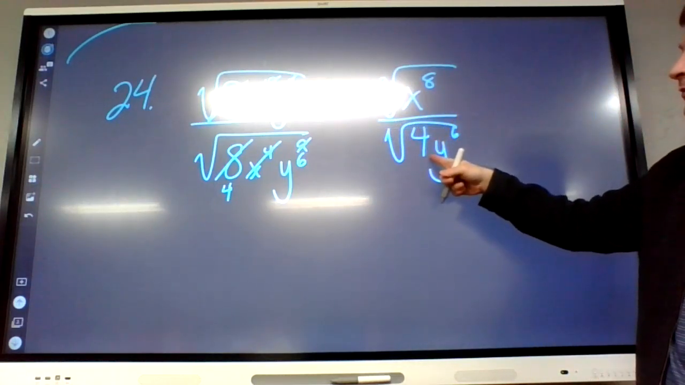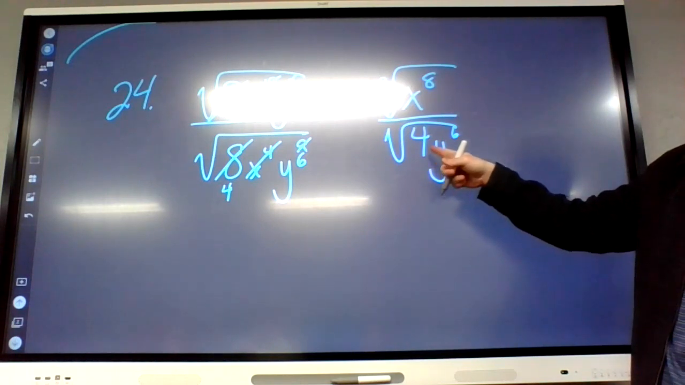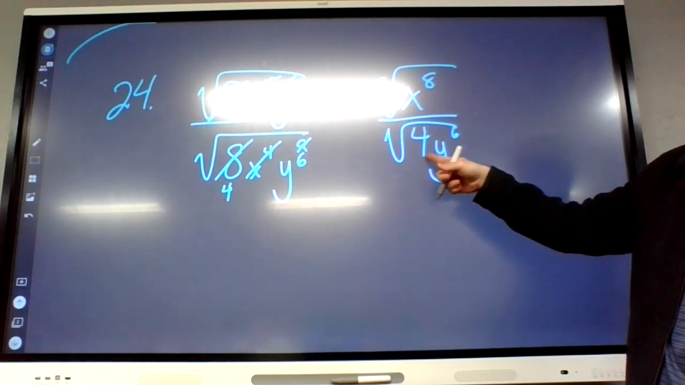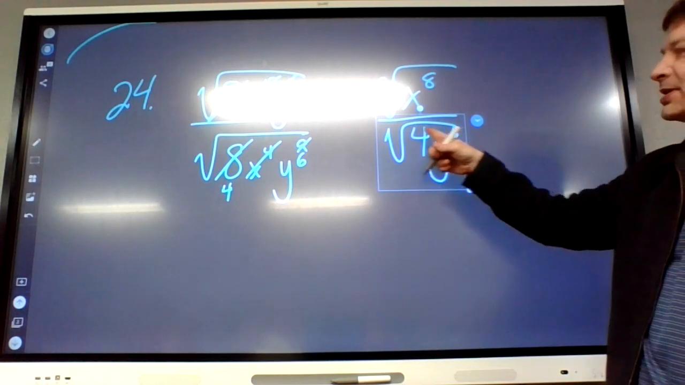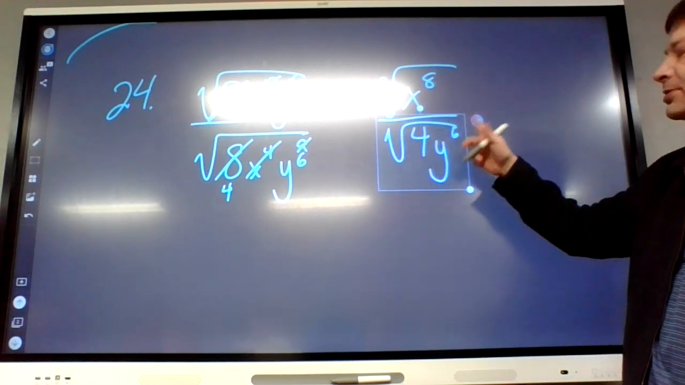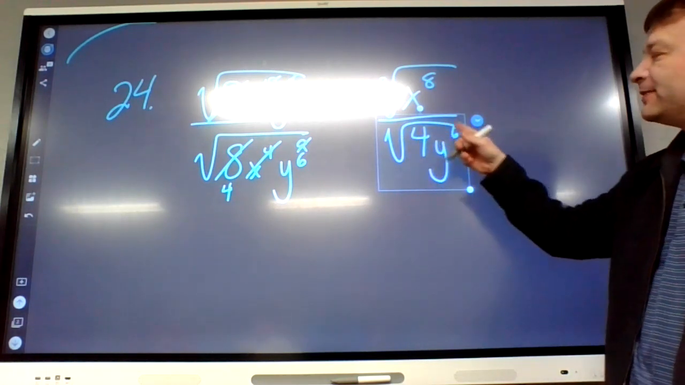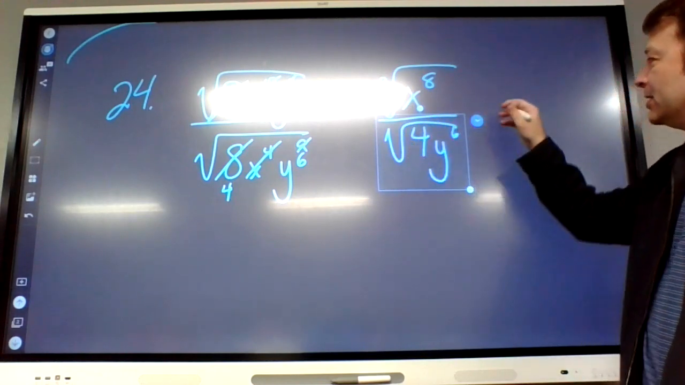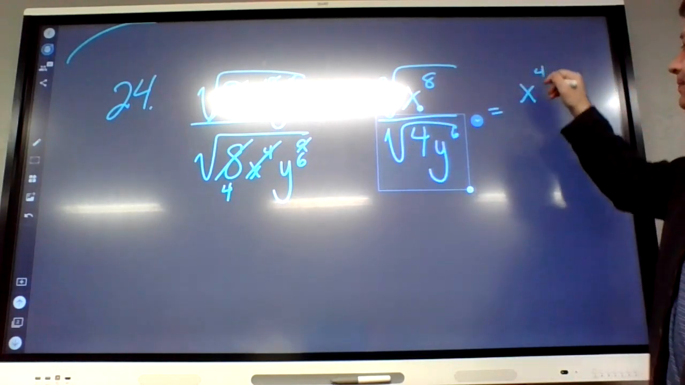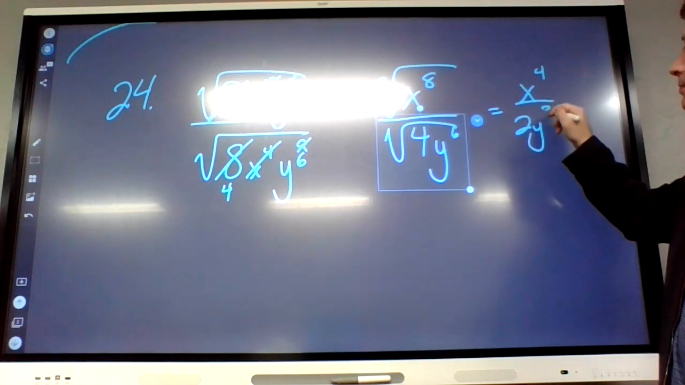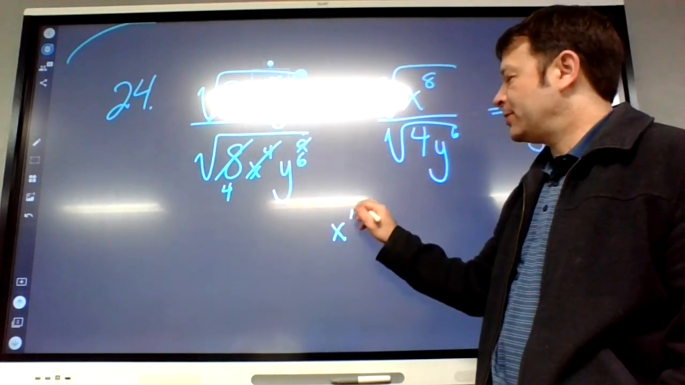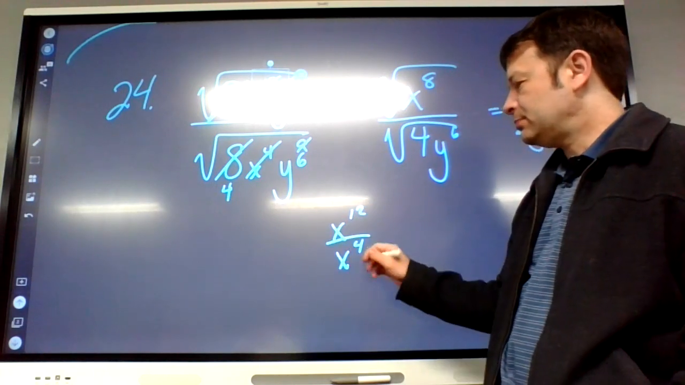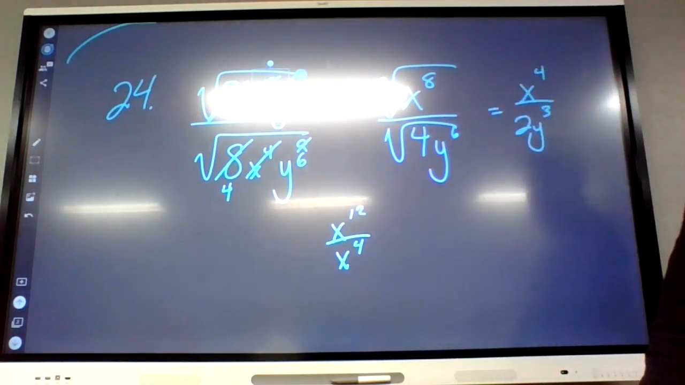And what times itself equals this? Okay, what's the square root of 4? 2. Okay, what times itself equals y to the 6th? Y to the 3rd. It's also 6 divided by 2 is 3. Or sorry, yes, 6 divided, I said it backwards. How'd you simplify that to x to the 8 again? Remember how to reduce x to the 12th over x to the 4th? You subtract the exponents.